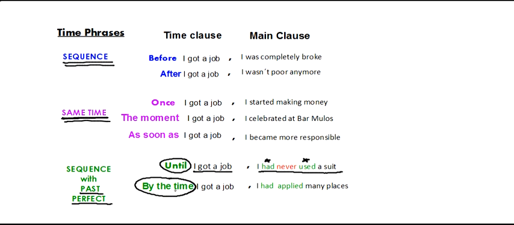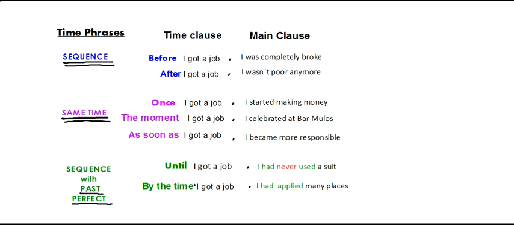Or let's look at by the time. For example, by the time I got a job, I had applied many places. So again, we're using our auxiliary verb had and our past participle applied, and that's the past perfect. Okay? So let's look at these in a different way.